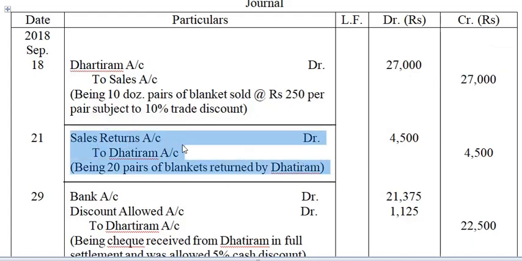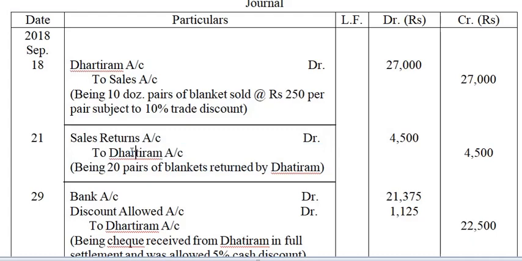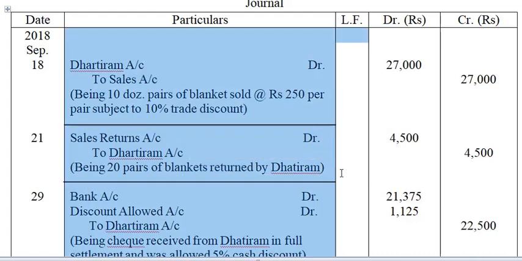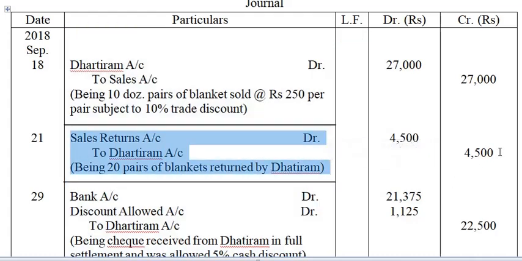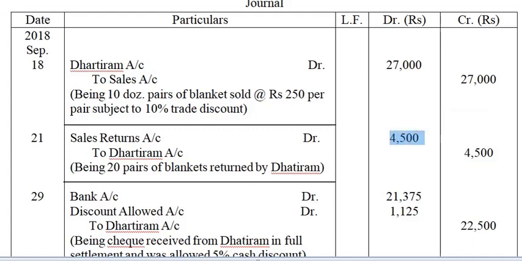So it will be towards the debit side, being provided by this person, Dhartiram, because Dhartiram is a personal account and he is a giver out here. So he is returning the goods. So sales return account debit to Dhartiram account. Okay. Amount will be 4500. I have explained you how we are getting this.